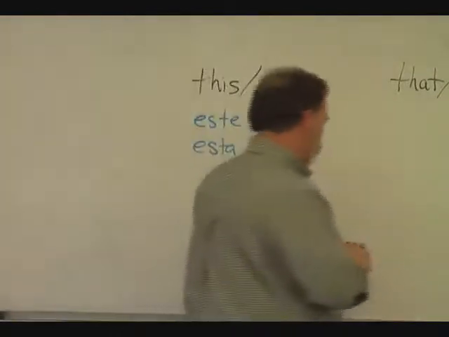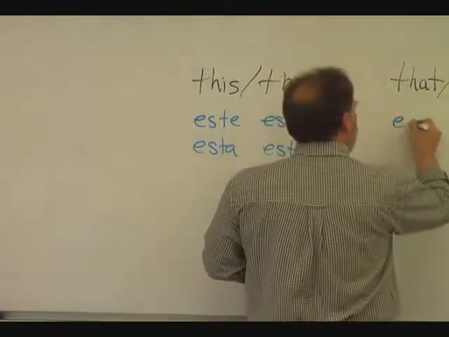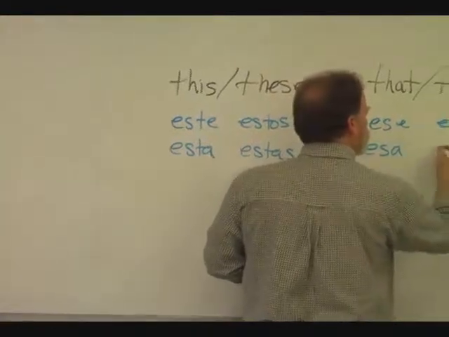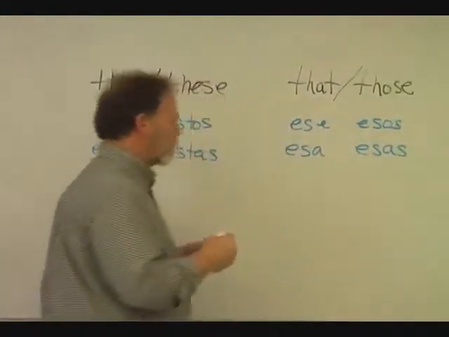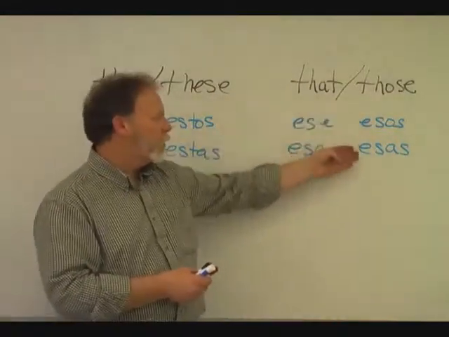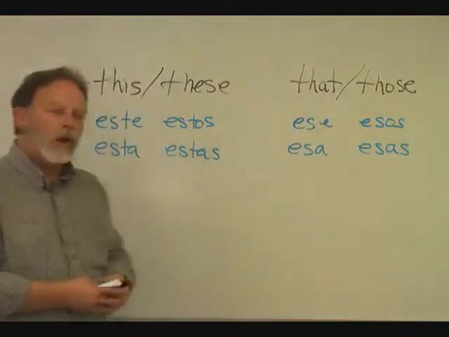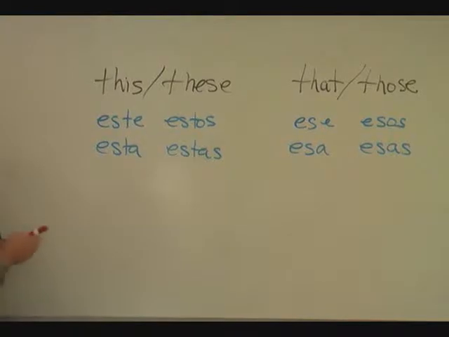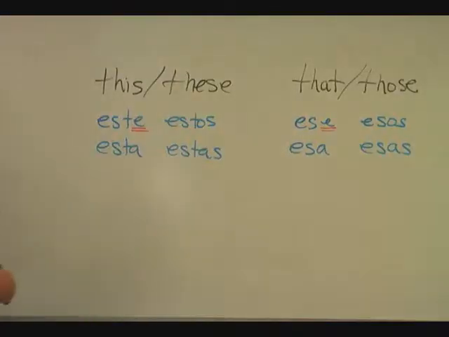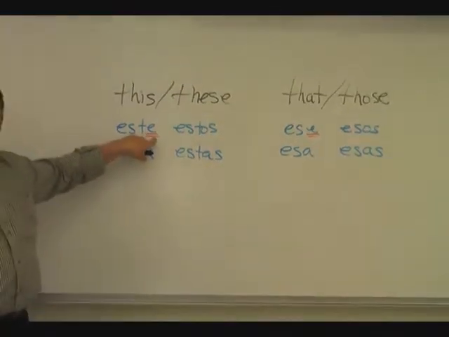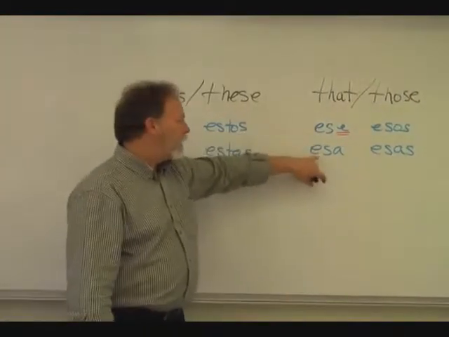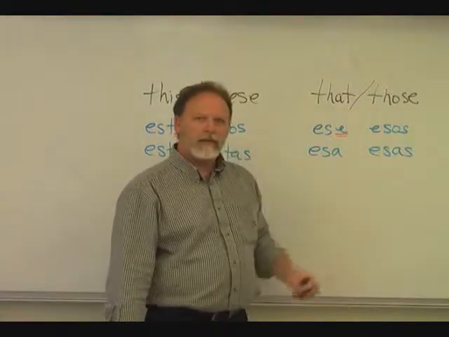For that and those, we have ese, esa, esos, and esas. Again, masculine singular, feminine singular, masculine plural, feminine plural. One thing to notice: the masculine singular form does not end in O. It ends in an E. Este, esta, estos, estas. Ese, esa, esos, esas.